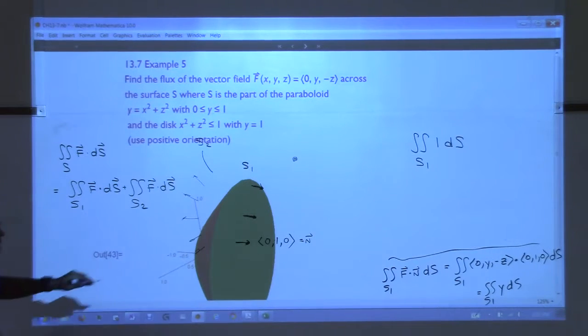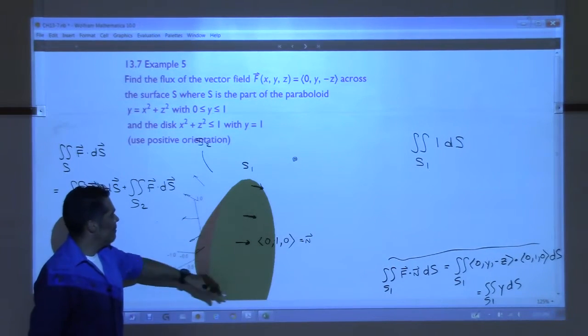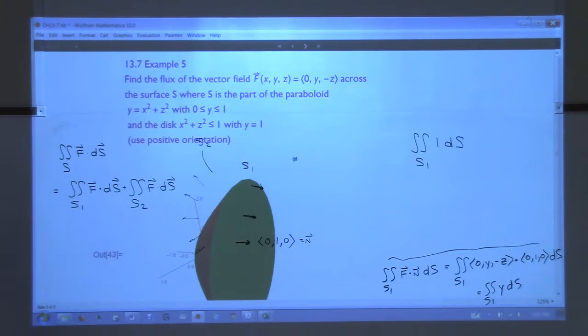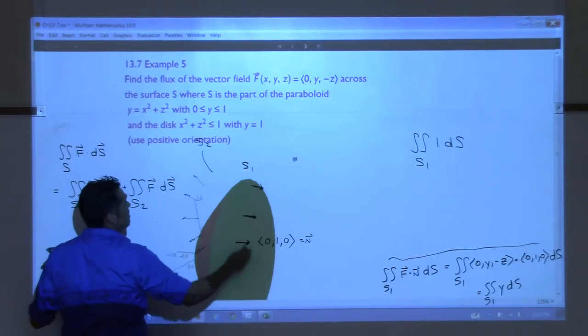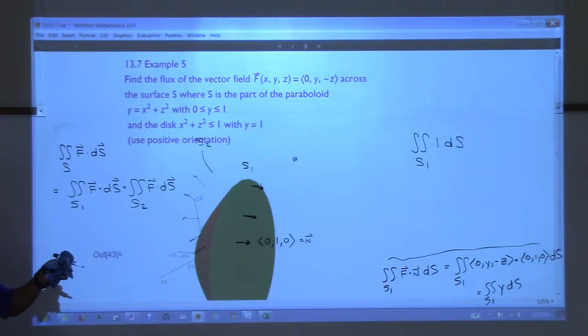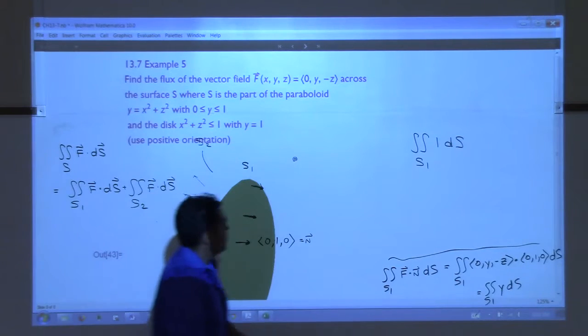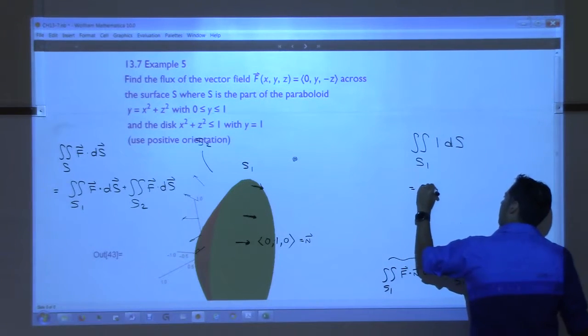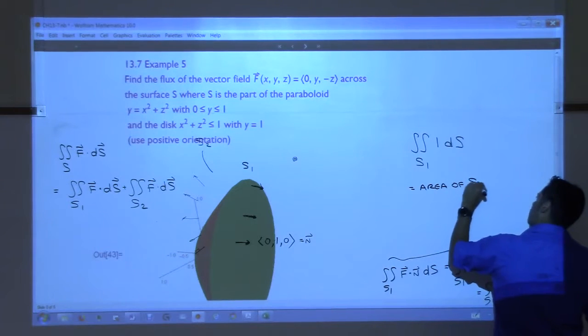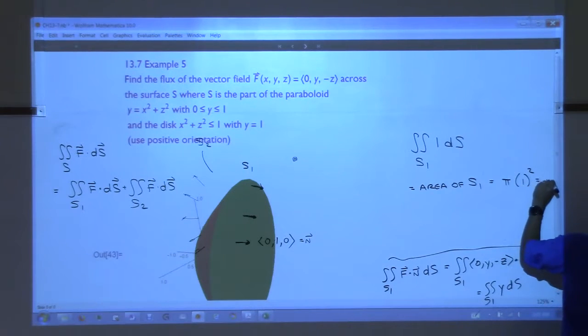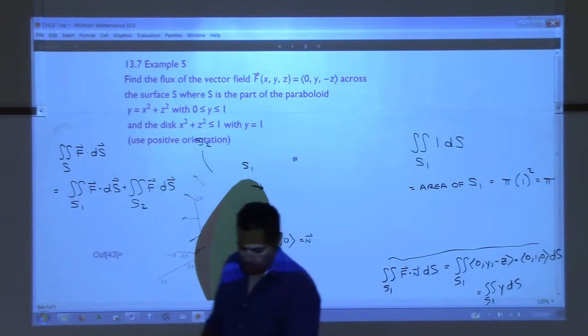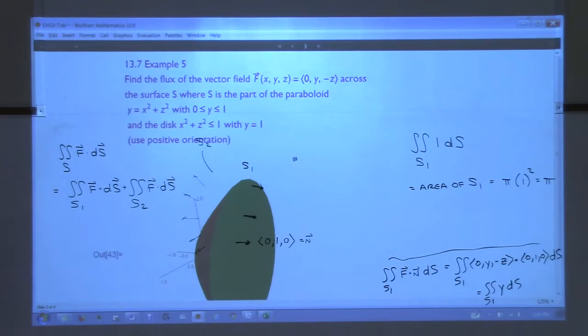Do you know the surface area of this disk? Well, do you know its radius? You should. x squared plus z squared less than or equal to 1 gives you the whole disk, but that means the widest, the radius is 1. So this is equal to the area of S1, which is equal to pi times the radius squared, which is just pi. And we never did any real work, right?